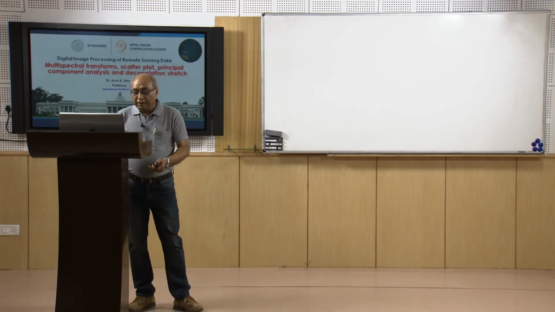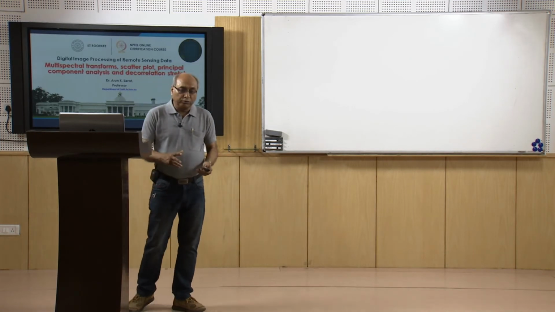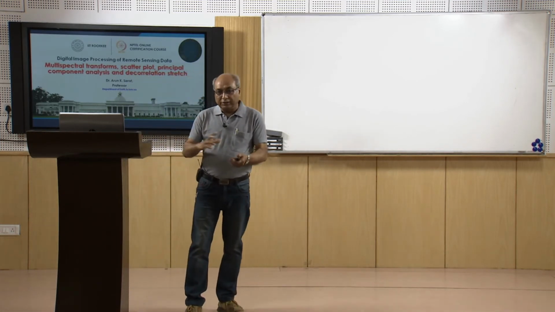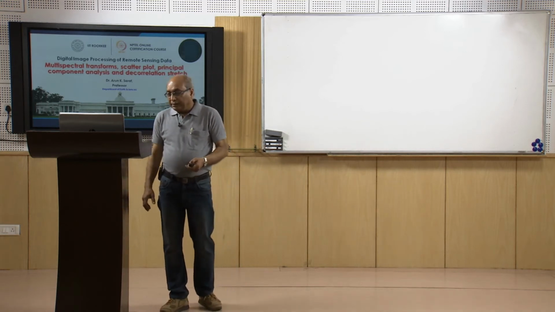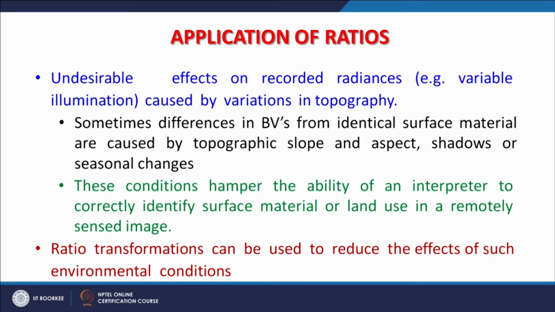Sometimes differences in band values from identical surface materials are caused by topographic slope and aspect, shadows or seasonal changes. The orientation of the slope with reference to the position of the sun plays a major role here, and these conditions hamper the ability of the interpreter, as I have already mentioned, to correctly identify surface materials or land use in remote sensing, and ultimately it will affect our interpretation. Ratio transformations can be used to reduce the effect of such environmental conditions, especially in hilly regions.